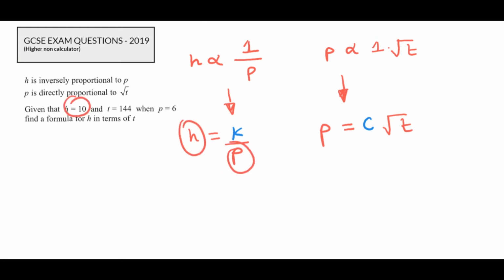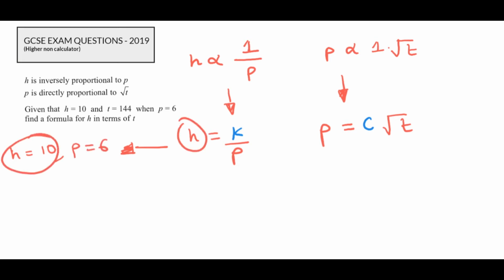So it says H is 10, P is 6. All right, cool. Let me just move this to the left-hand side. I know H is 10 when P is 6. They've given us that. So H is 10, and I've got H here, so I'm going to put 10 is equal to a constant divided by P, which is 6. There's a P there, so I'm going to replace that with 6.